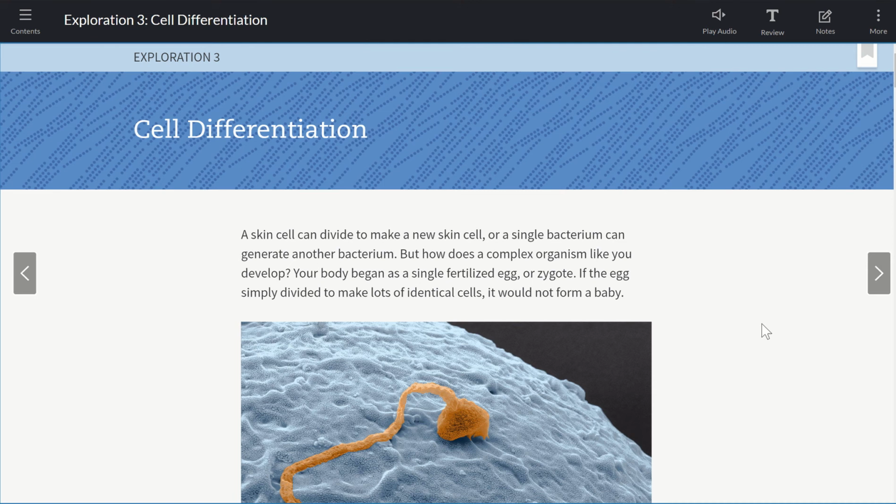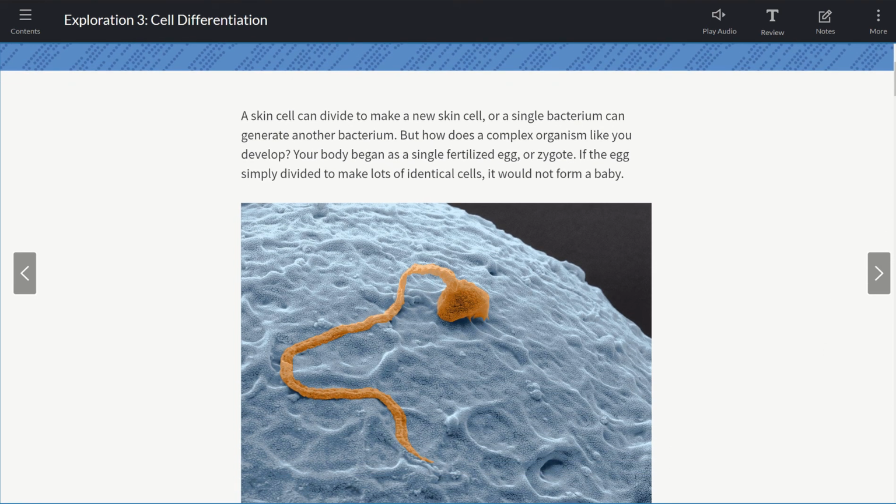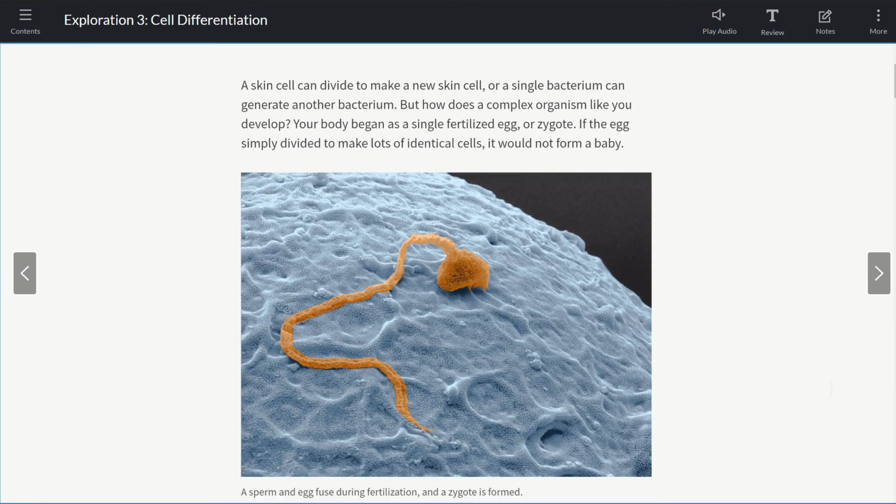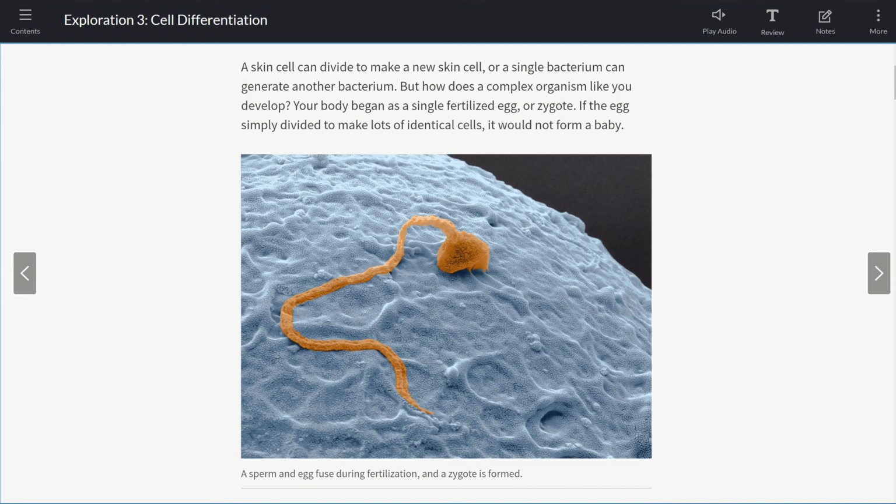Now, as you know, skin cells can divide and make new skin cells. Single organisms are able to copy themselves directly, but how do we get those specialized cells in the first place? Your body, as you know, begins as a single fertilized egg. We call that structure a zygote. So from one single cell called a zygote, we are able to grow into the trillions of cells that makes up each one of us.